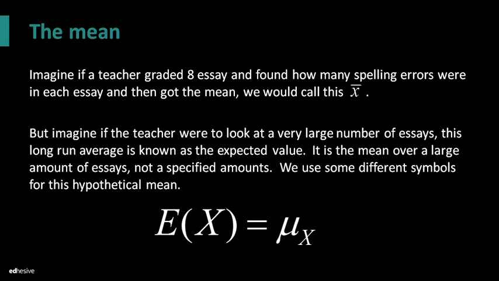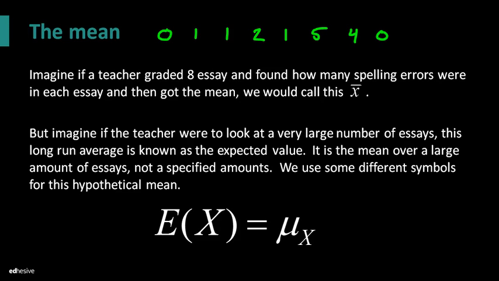So let's go back to our problem where the teacher was looking at misspelled words in the essays. Imagine a teacher graded 8 essays and found how many spelling errors were in each essay and then got the mean. We would call this X bar. Imagine she graded 8 essays and one had 0, one had 1, one had 1, another one had 2, one had 1, one had 5, one had 4, one had 0. So let's imagine these were the results in each of those essays.